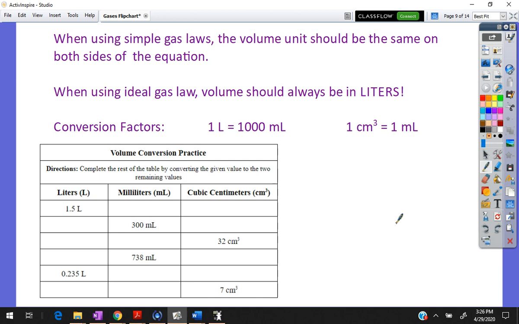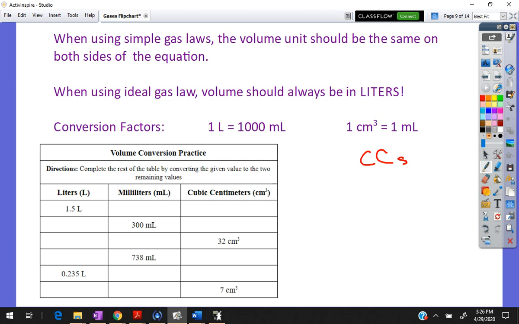However, when we're using the ideal gas law, as we'll learn in the next lesson, volume should always be in liters. So we've got a few conversion factors here to help us convert between milliliters and liters, which we've had plenty of practice with before. We also have another conversion factor. 1 milliliter is equal to 1 cubic centimeter. Now, cubic centimeter here I represent as cm cubed, but you might be more familiar with this terminology, cc's.